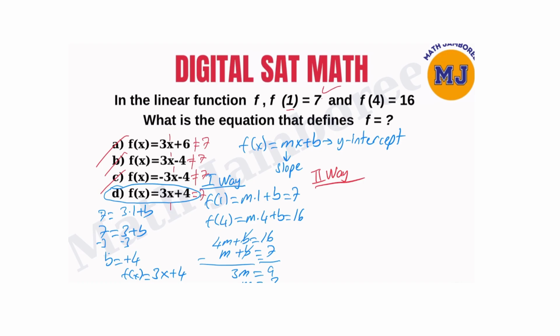You can also double check. There's no other choice to check, so actually you can just pause and pick this choice. But I'd like to show you that this works for 4 as well. When you put 4 in here, that is 3 times 4 plus 4. Does it equal 16? 3 times 4 is 12, plus 4 is 16. 16 is equal to 16. Therefore, this works for this one as well. For the second way, you just plug the values into the equation and check for the answer. So this is how you solve these questions.